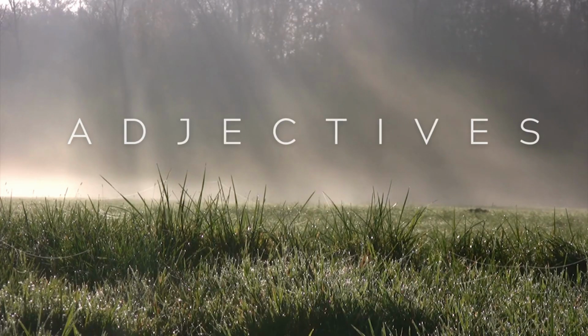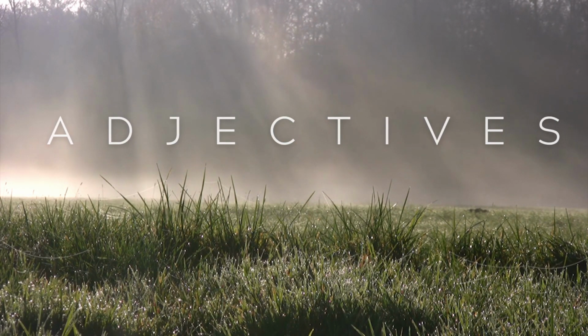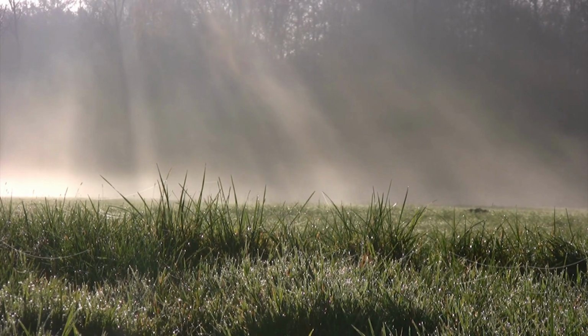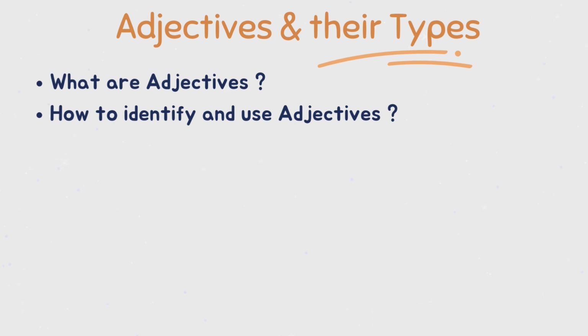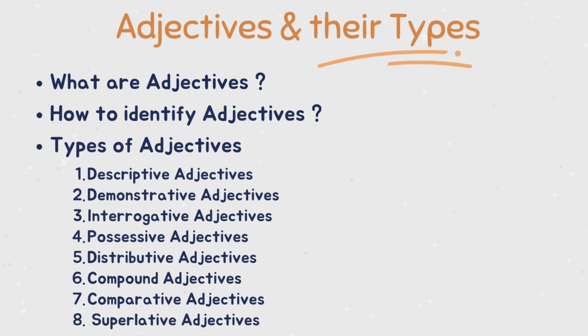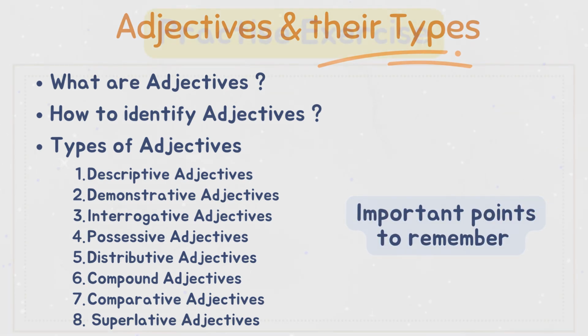Okay, so that brings an end to the topic adjectives and their types. Let us quickly revise what we have learned in this lesson. First of all, we understood what are adjectives and how to use them. Then we learned about the different types of adjectives like descriptive, demonstrative, interrogative, possessive, distributive, compound, superlative, and comparative adjectives. We then learned about some important points to remember to avoid making any grammatical mistakes. I hope that you now have a better understanding about adjectives and their types.